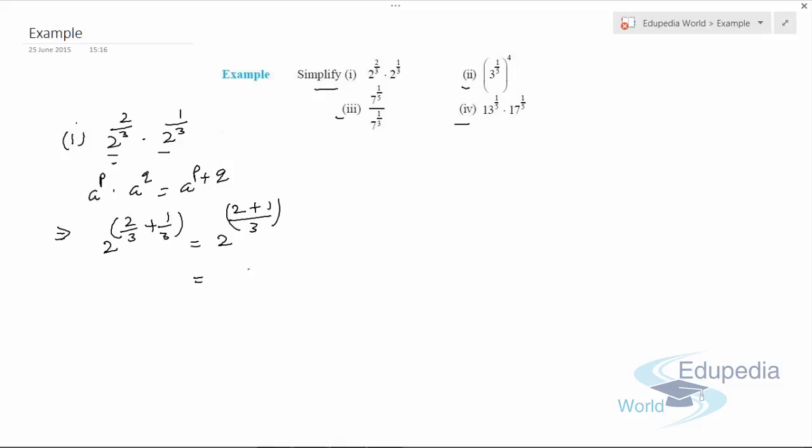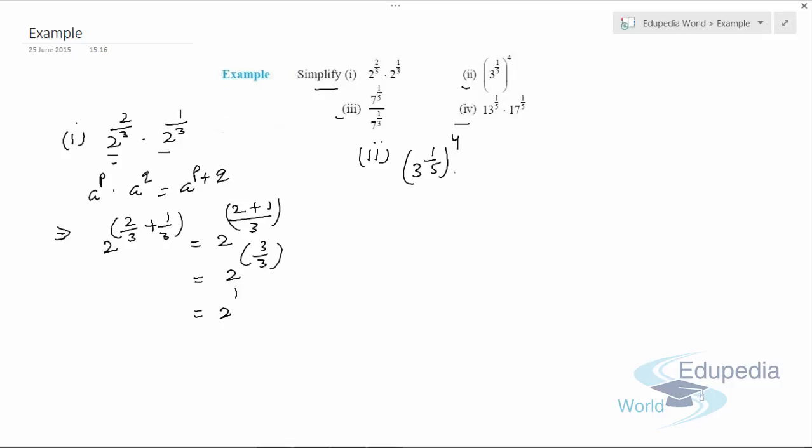So the answer will be 2 raised to power 3 upon 3. It will be 2 raised to power 1. So this is the final answer. Now the second question is 3 raised to power 1 by 5, whole power 4.